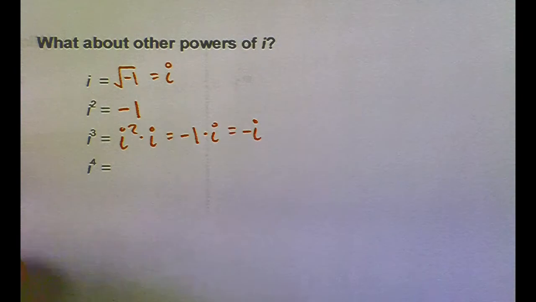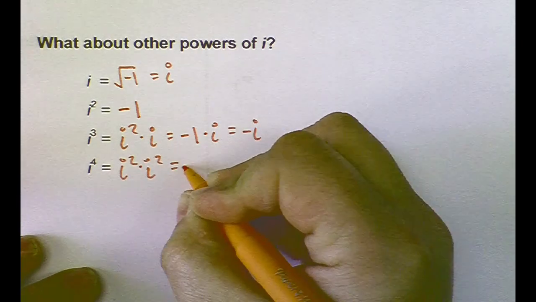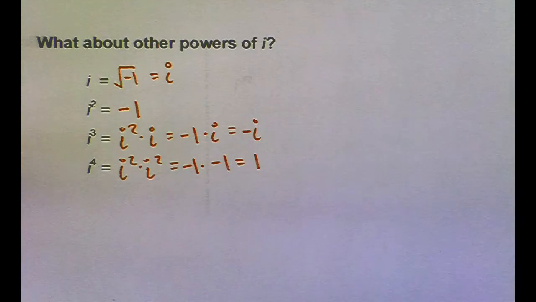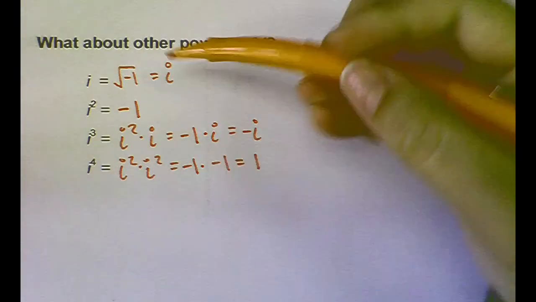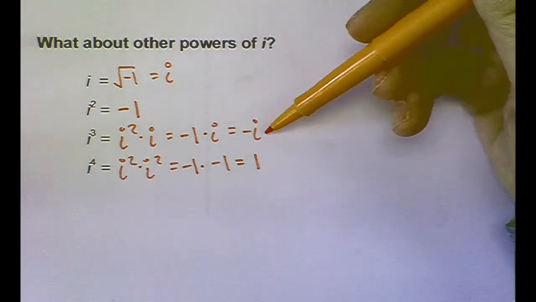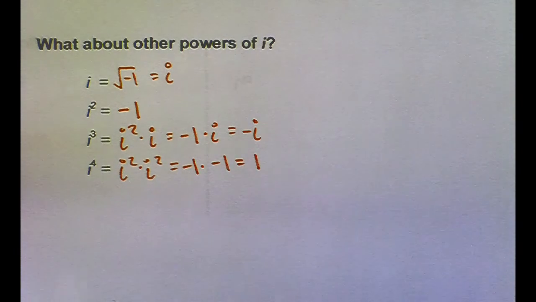i to the 4th power, I could make i squared times i squared, which is negative 1 times negative 1, which is just positive 1. And then it repeats. i to the 5th power is i. i to the 6th power is negative 1. 7th power, negative i. 8th power, 1. On and on and on, forever. Never leave a higher power of i.